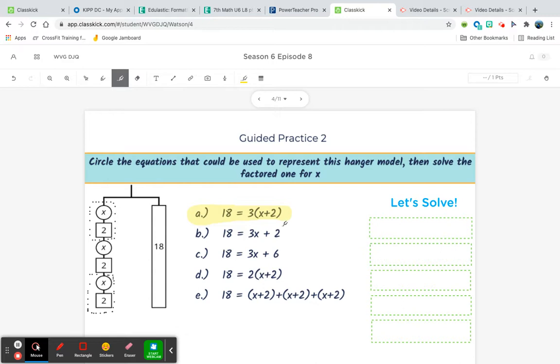But as we go through, you'll also see there's a distributed version of this, right? So if I distribute this, then I multiply the 3 times the x, 3 times 2, I get 18 equals 3x plus 6, boom, which is C here. That's the distributed version, so I'm circling that too, even though this hanger is not distributed. That could be used to represent the hanger. And lastly, one of these has my three groups of x plus 2 written out without multiplication. I have x plus 2 plus x plus 2 plus x plus 2, which would be 3 times x plus 2.